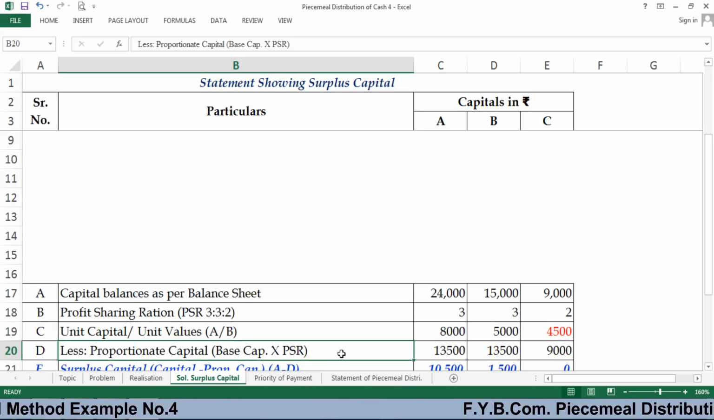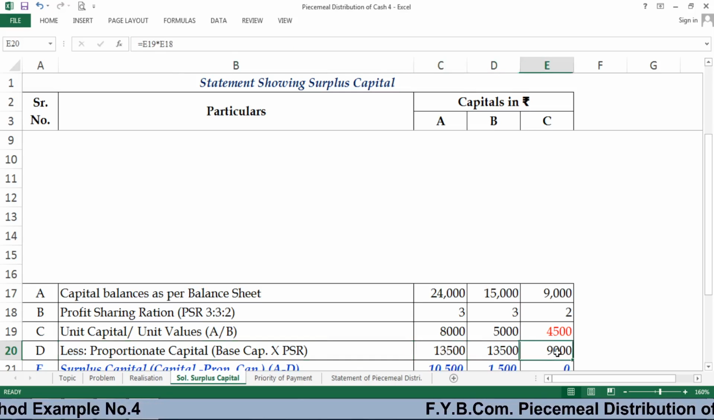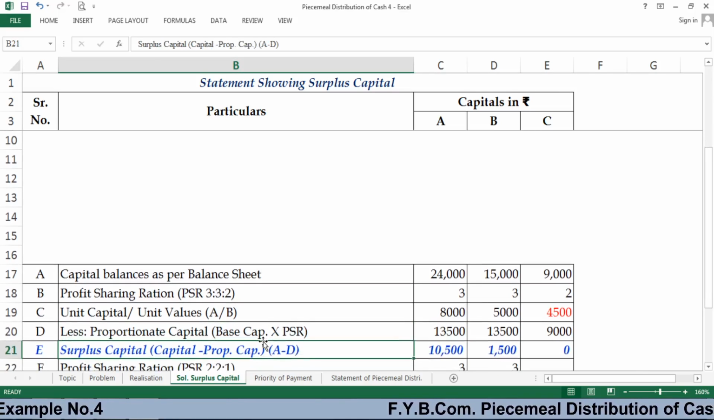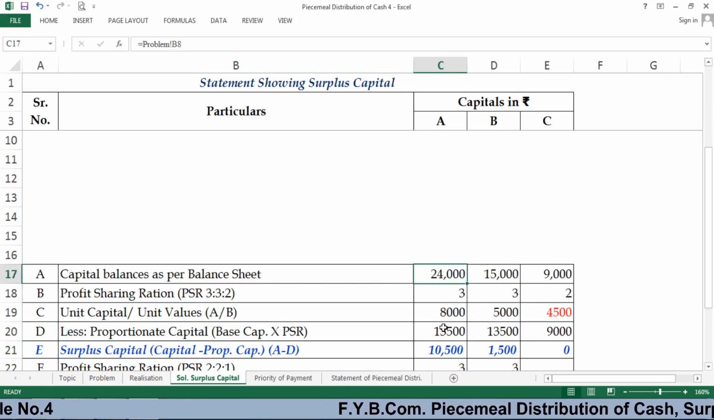So 4,500 into 3 comes to 13,500 in case of A, same in case of B, and 9,000 for C. So here is the proportionate capital. The next step is to calculate surplus capital. So surplus capital is what? Capital balance minus proportionate capital. So capital balance is 24,000 minus 13,500. The balance comes as 10,500.